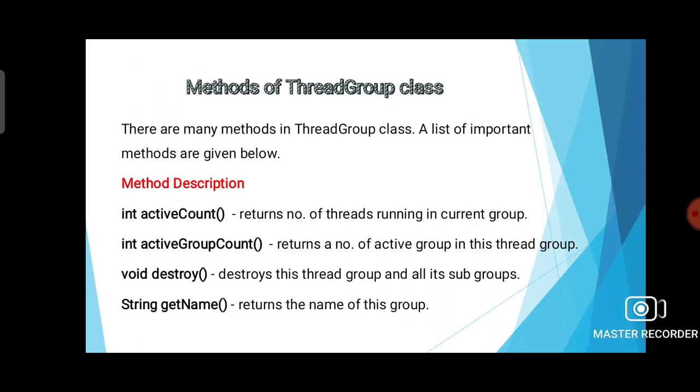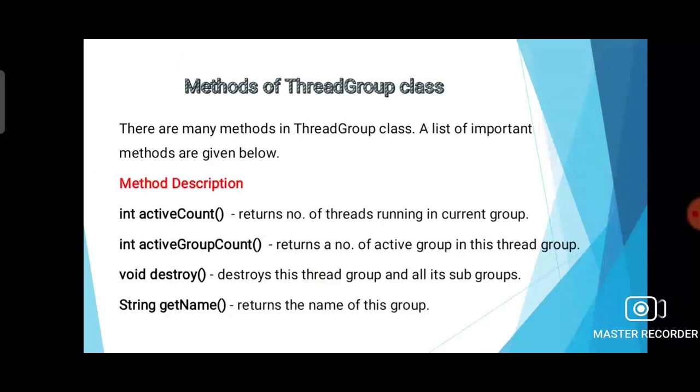The ThreadGroup class has some methods to perform many operations and to retrieve many details from the thread group. For example, the activeCount method will return the number of threads running in the current group. Then the activeGroupCount method will return the number of active groups in this thread group. Then the void destroy method will destroy the thread group and all of its subgroups.